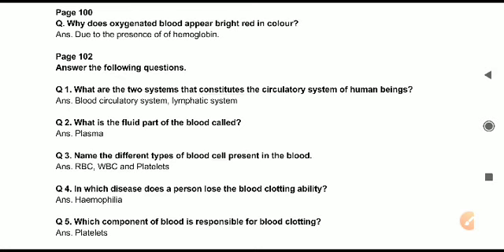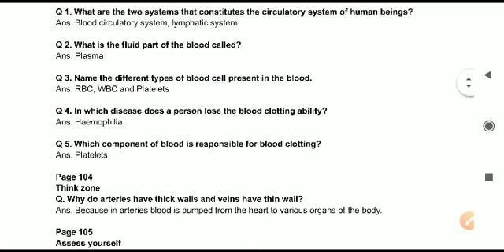Answer on page 102. Answer the following questions. Question 1. What are the two systems that constitute the circulatory system of human beings? In the circulatory system, there are two parts: the blood circulatory system and the lymphatic system. Second, what is the fluid part of the blood called? The answer is plasma. Question 3. Name the different types of blood cells present in the blood. The answer is RBC, WBC and platelets.